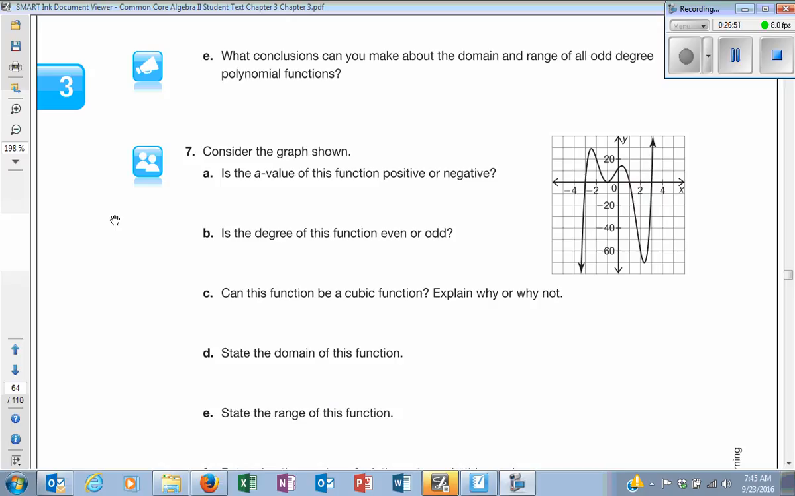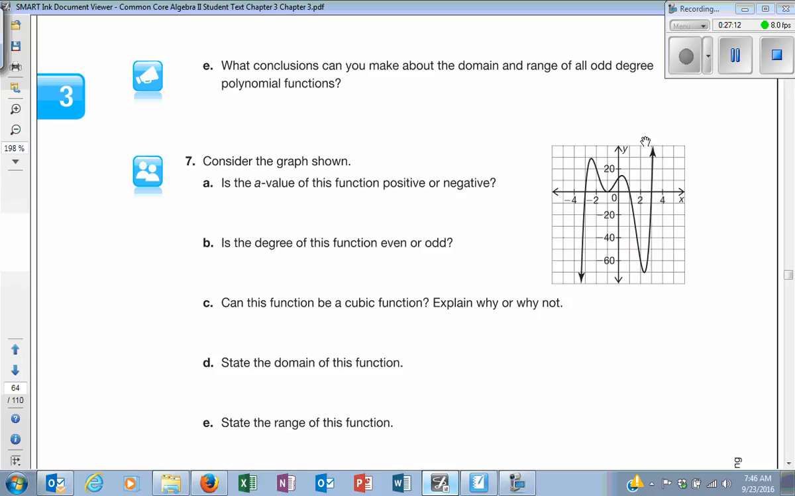Do you see this right here? Based on my end behavior, what type of graph do you know I have? Someone said odd. Someone said negative. End behavior. Facing down, facing up. Starts down, ends up. What do I know this has to be? Odd. Because it starts and ends a different way. Has to be odd. Are you with me?